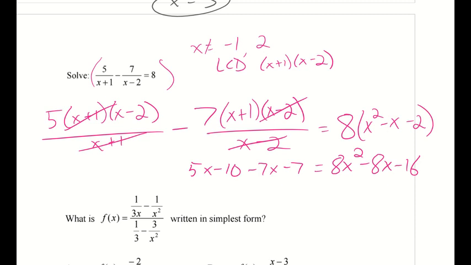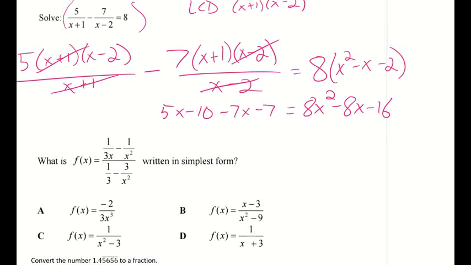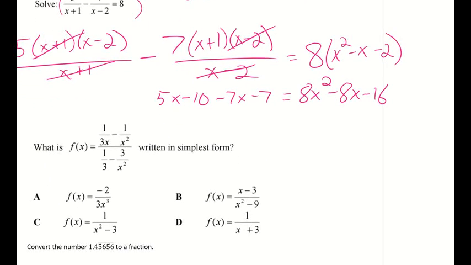Okay. Now, since it's quadratic, we're going to move everything onto the right side. We want to set it equal to 0. So we end up with 8x squared. So this is 5x minus 7x, so it's minus 2x. So we need to add 2x to both sides. So 8x squared minus 6x. We have minus 17. So we'll add 17 to both sides. So plus 1. So here we can then factor this.